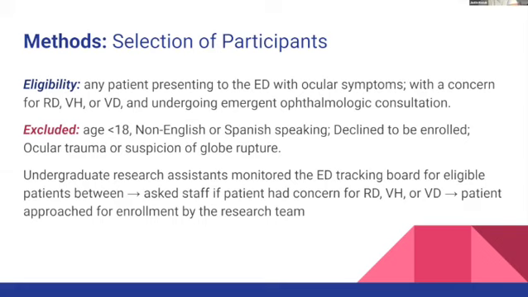And then obviously the practitioner would have to do the ultrasound. They excluded patients under the age of 18, if they didn't speak English or Spanish, and if they declined enrollment, I think obviously. Importantly, they didn't include ocular trauma or suspicion of globe rupture, for obvious reasons.